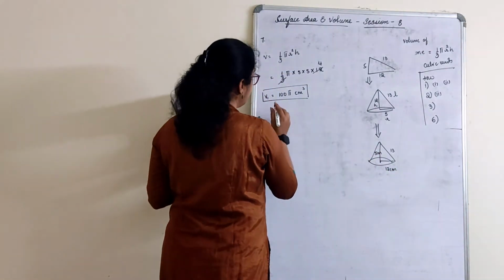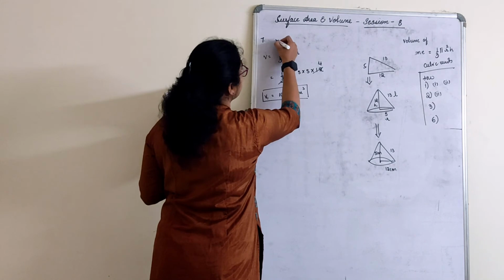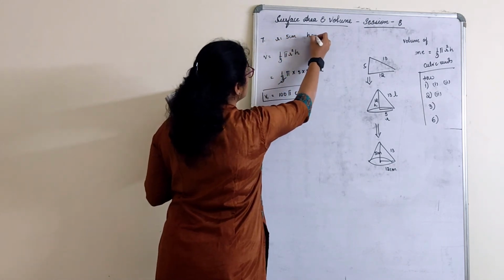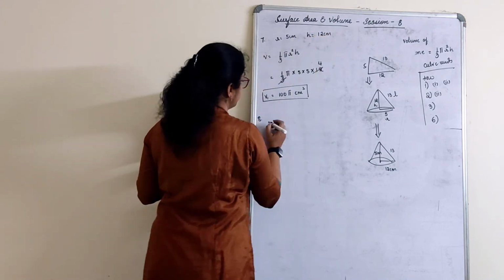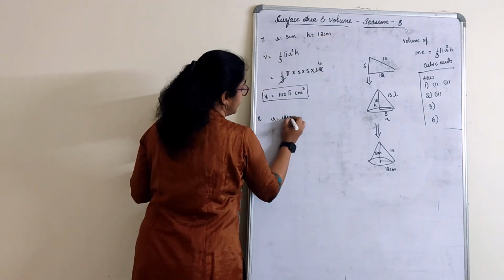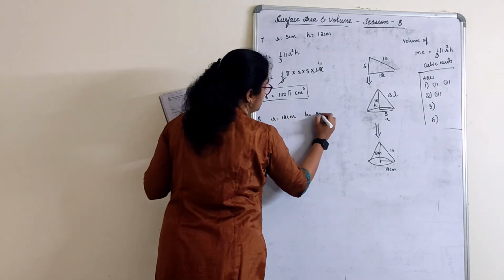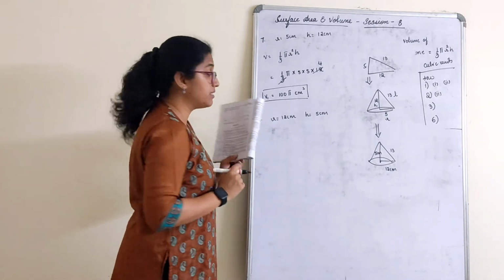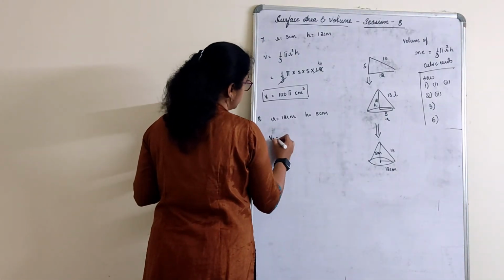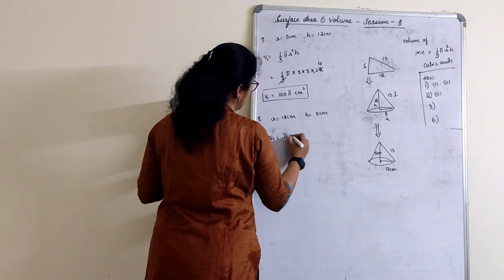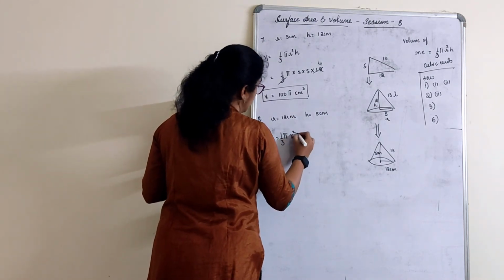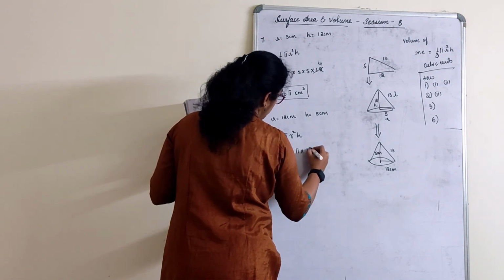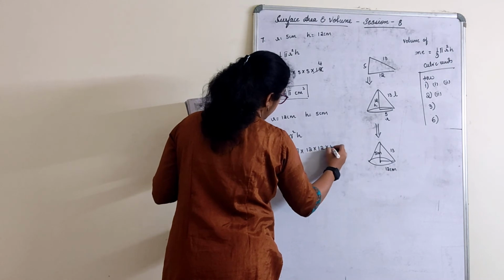Okay. So here if it is rolled, let me write here children, R is equal to 12 centimeter, H is equal to 5 centimeter. It is revolved about the 5 centimeter part. Volume is equal to 1 by 3 pi r square h. 1 by 3 into pi into 12 into 12 into 5.